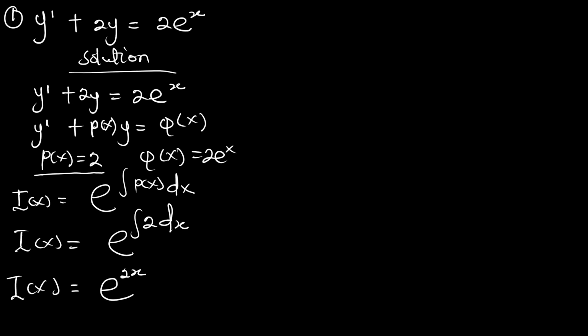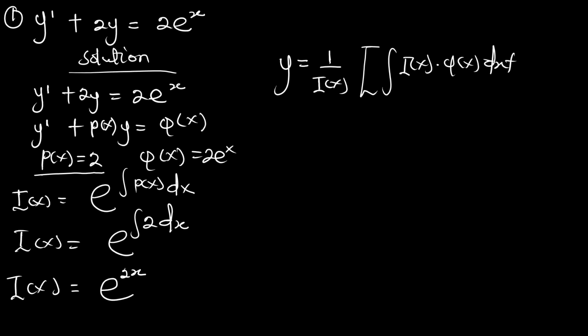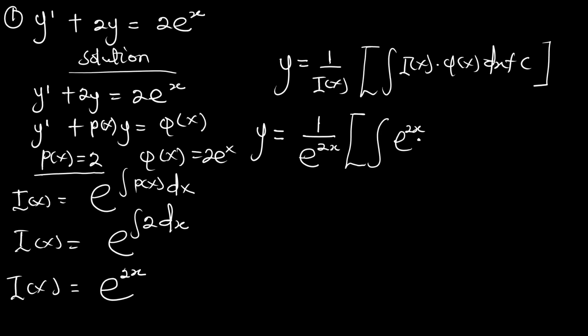You know that the solution is going to be y equals 1 over I of x multiplying the integral of I of x multiplying q of x dx plus c. So now I have my q of x and I of x. I just do my substitution. So 1 over I of x, which is e to the power 2x, multiplying the integral of I of x, which is e to the power 2x, multiplying q of x. Our q of x is what? 2e to the power x. So 2e to the power x dx plus c.